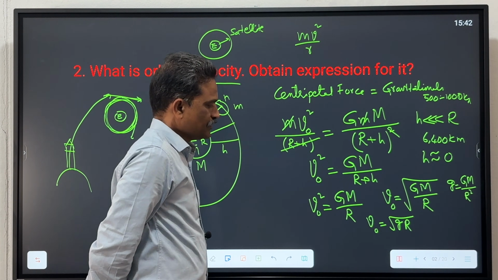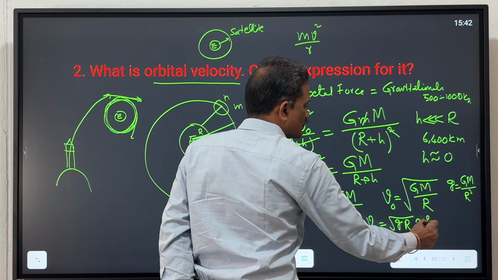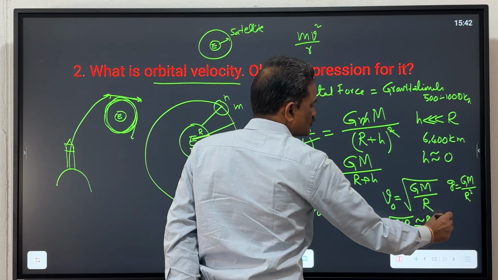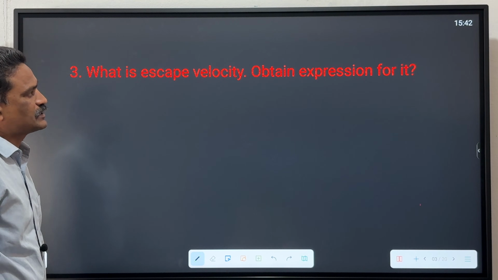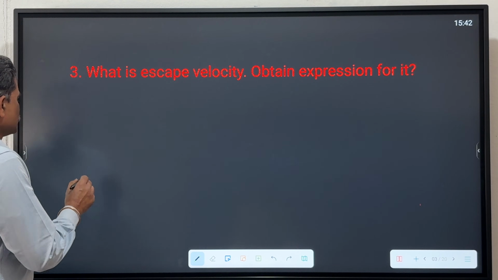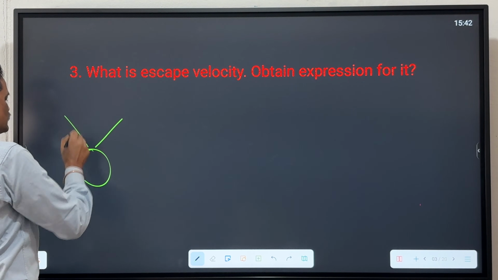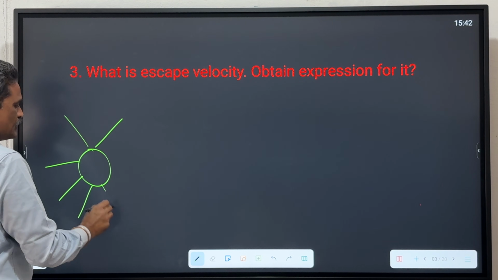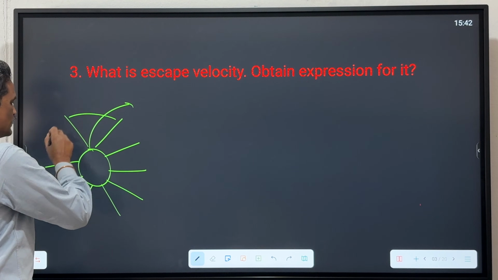In the case of earth, the value of orbital velocity is around 8 km per second. Next, third question: what is escape velocity? Obtain an expression for it. Escape means going away. So we have earth. Earth has got gravity, that means it attracts everything. It doesn't leave anything to go away from its gravitational field.